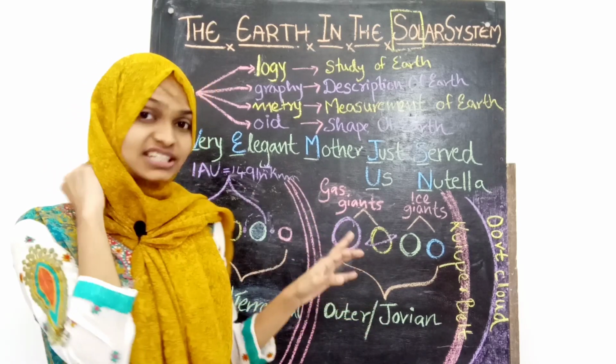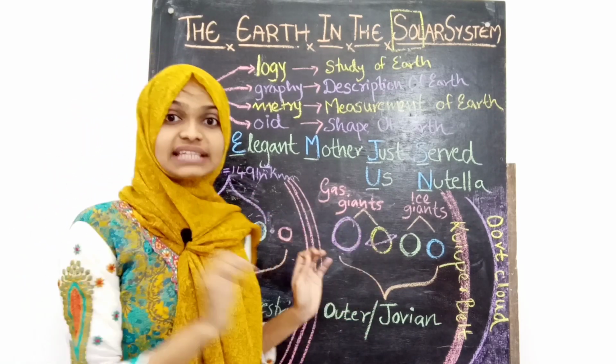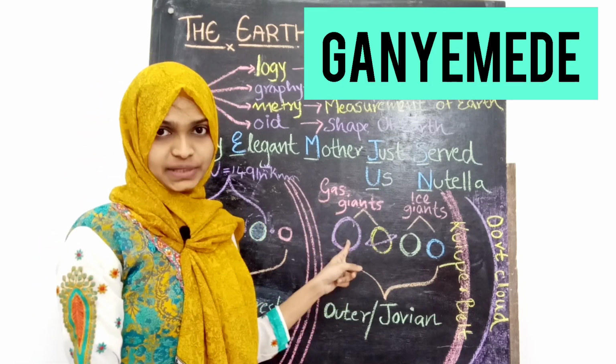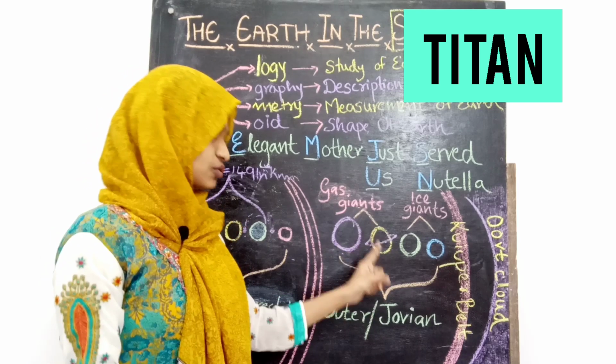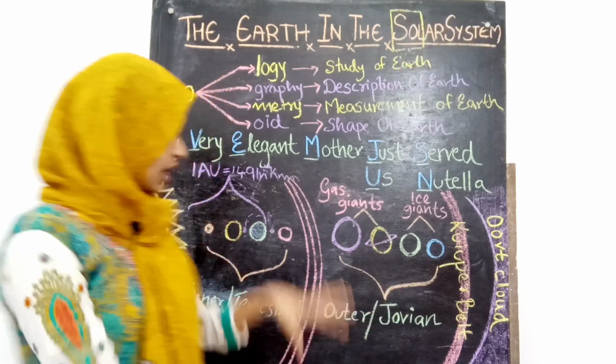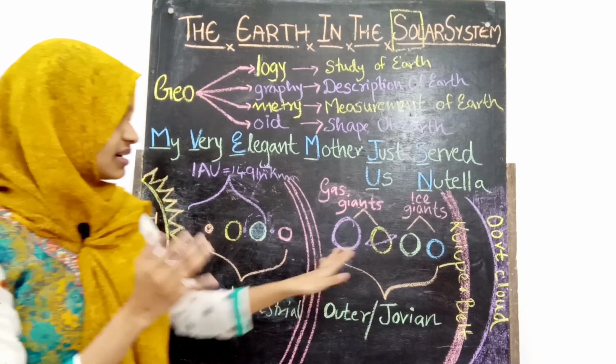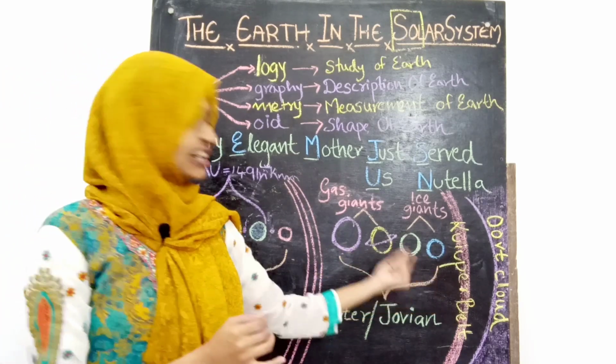For example, the largest moon in the entire solar system, Ganymede, belongs to Jupiter. The second largest moon in the solar system is Titan. It belongs to Saturn. Now, another major difference is that all the outer planets have rings around them.